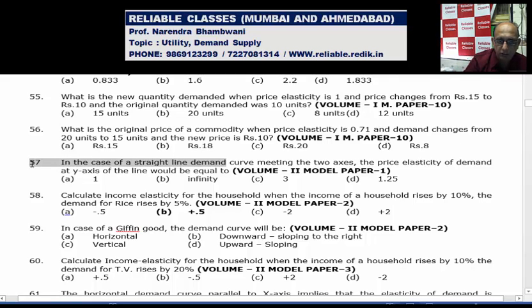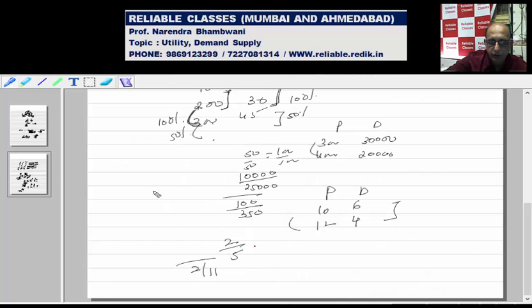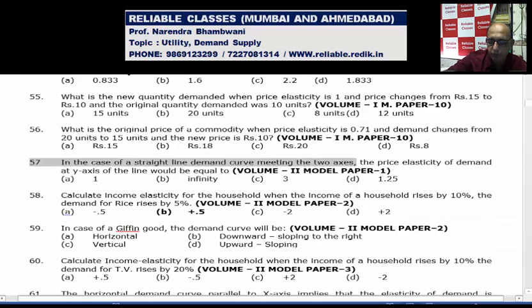In case of straight line demand curve meeting two axes, the price elasticity of demand at y-axis. Now this is talking about which method? They are talking about the point elasticity method. What they are talking here? Straight line demand curve meeting the axes, the price elasticity of demand at y-axis of the line would be equal to.